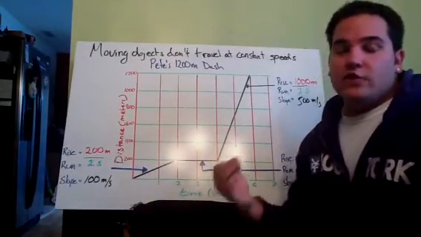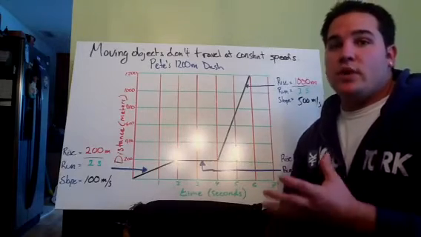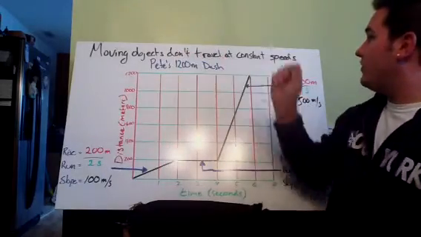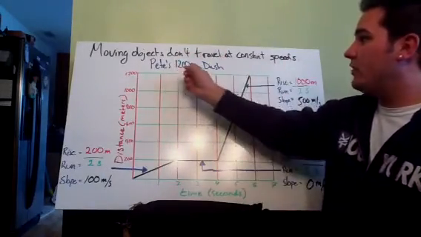As you know in your everyday life, you don't walk at a constant speed. We calculate constant speed as the average. But in here, moving objects don't travel at a constant speed. So let's take a look at Pete's 1,200 meter dash.